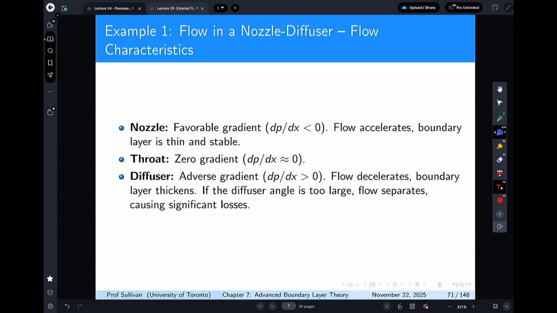So you have 3 different cases. You have the nozzle, favorable pressure gradient, throat, the 0 gradient, and finally the diffuser, where you have an adverse pressure gradient. Flow decelerates, boundary layer thickens. If the diffuser angle is too large, flow separates, causing significant losses. And we talked about that in chapter 6. We looked at various diffusers and tried to figure out what the angles are and how they affect the flow.